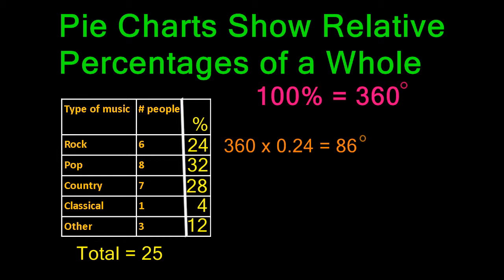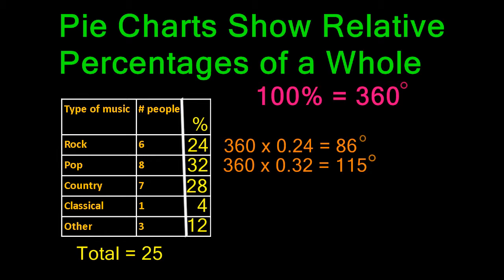Pop music represents 32% of the class's preference. In order to calculate how many degrees that angle should be, we would take 360 degrees and multiply it by 32%, 0.32, to get 115 degrees. So the slice of the pie representing pop music should have an angle of 115 degrees at its center.